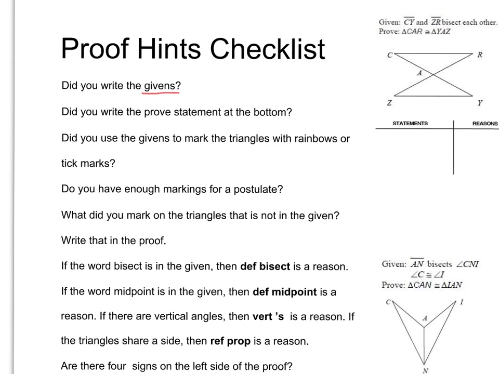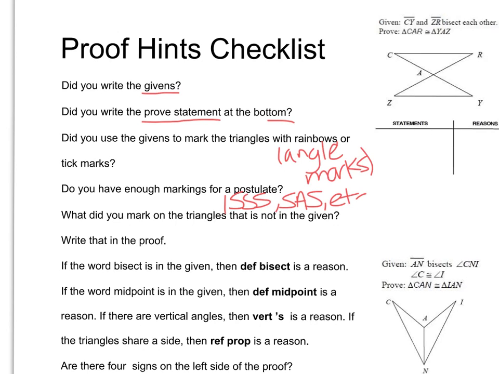You can also work from the bottom up and put what it is you're trying to prove at the bottom if you would like. You can use the givens to mark the triangles with rainbows. That just means my angle marks. Or with tick marks. Okay, so mark anything they've given you. Look at what they gave you. Is that enough markings for a postulate? The postulates are what we've talked about. That just means side, side, side, side, angle, side, etc. That's what it means by postulates.